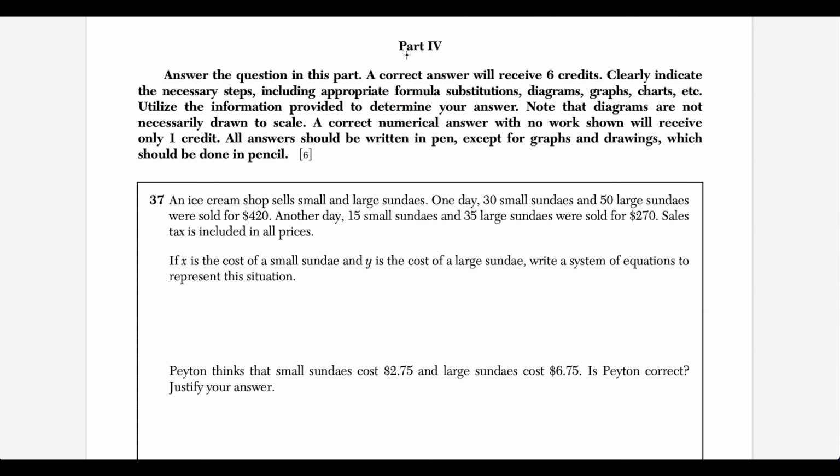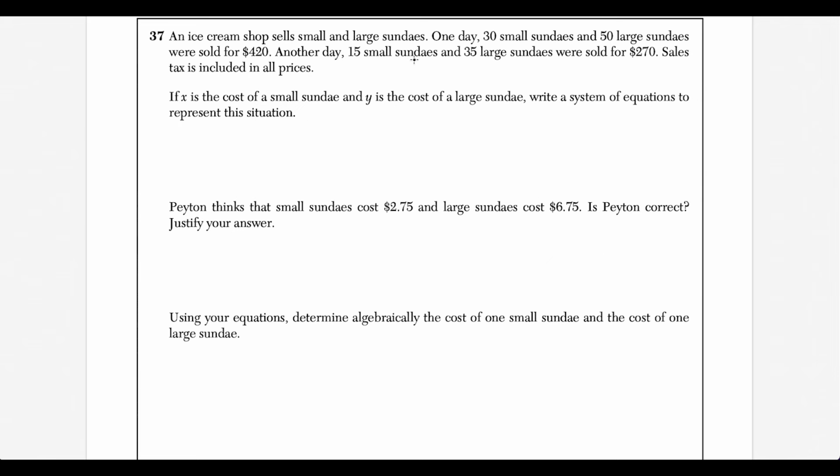So now for the final boss, we're in part 4, and let's answer the 6 credit question. So for this question here, we have ice cream, and there are small and large sundaes. And on one day, 30 small sundaes and 50 large sundaes were sold for $420. And then on another day, we had 15 small sundaes, 35 large sundaes, and those sold for $270, and sales tax is included in all of this. That just means life is going to be a little bit easier. We don't have to do any percents.